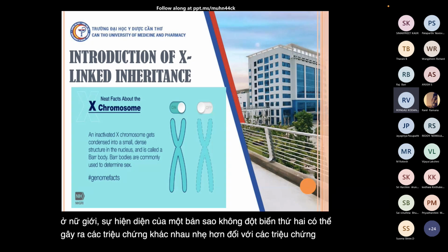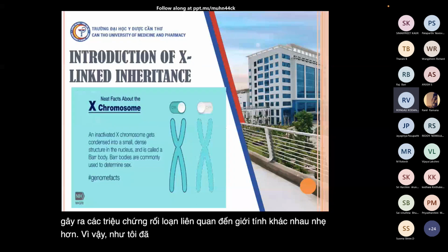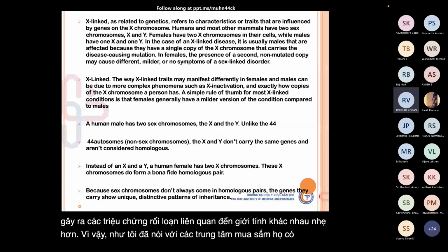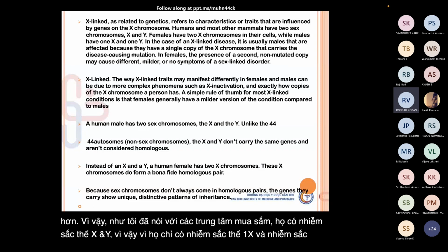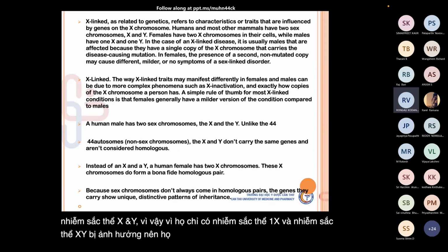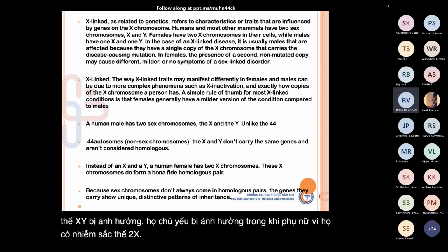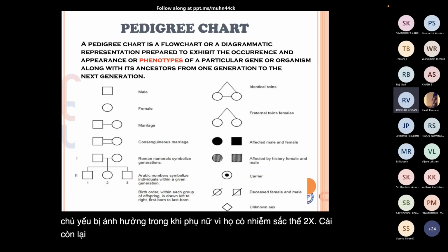So, as I told, males have an X and a Y chromosome. Since they have only one X chromosome, when that X chromosome is affected, they get mostly affected. Whereas females, since they have two X chromosomes, the other one might not get mutated and make the symptoms milder.